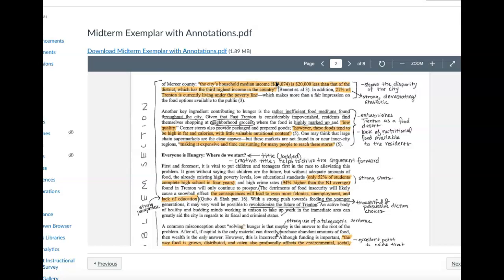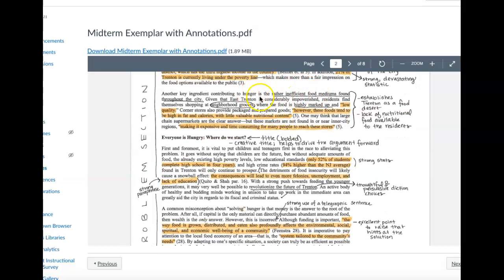And he's bringing up finances, which is definitely a big contributor to food insecurity, and he brings that up a little bit later. So this is a devastating statistic. He says, in addition, 21% of Trenton is currently living under the poverty line. So that's a perfect place to bring that up. He's really talking a lot about finances, how that's connected to poverty, and why that might contribute to this issue that's ongoing regarding food insecurity.